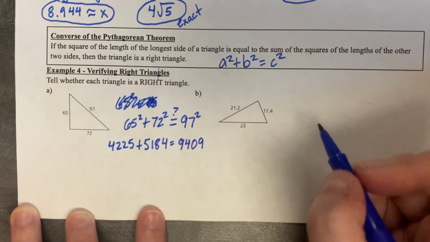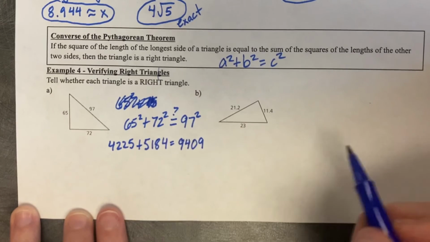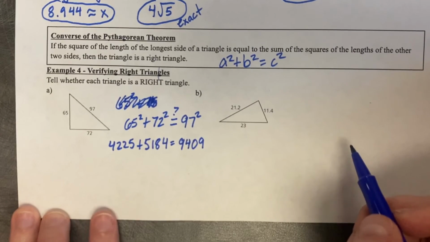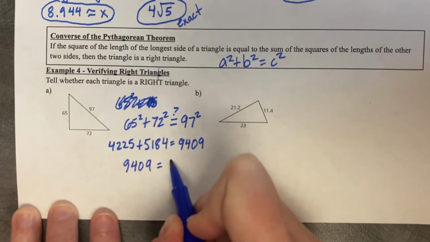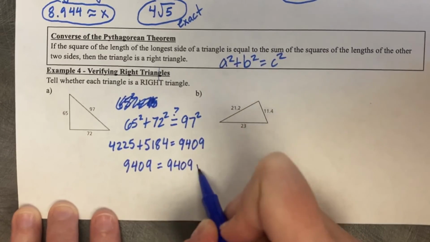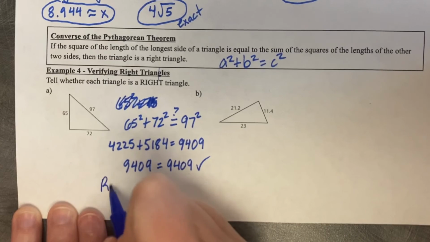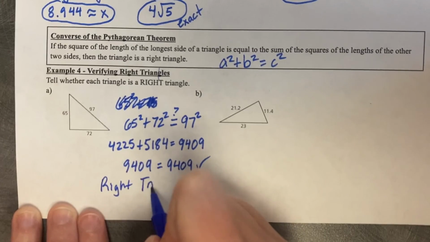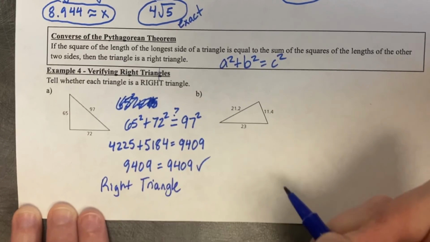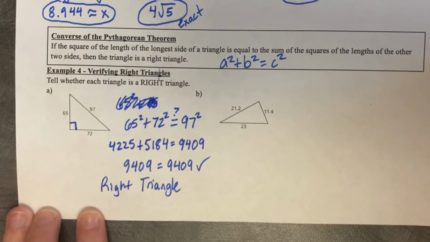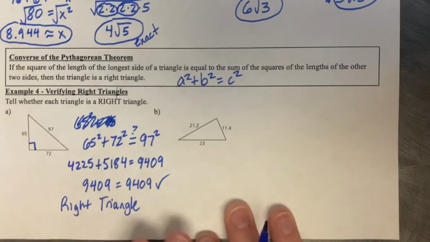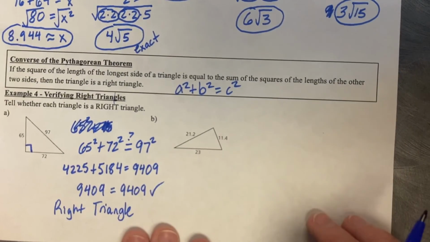9409. And then if we add these together, 4225 plus 5184 is 9409, which is equal to 9409. So this is a right triangle. So I can put the right angle symbol on my diagram there. Check, this one works. You check the second one. Is this triangle a right triangle?